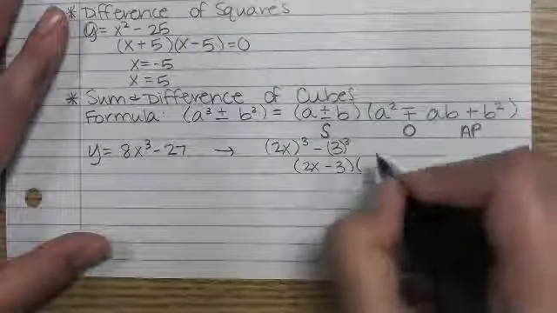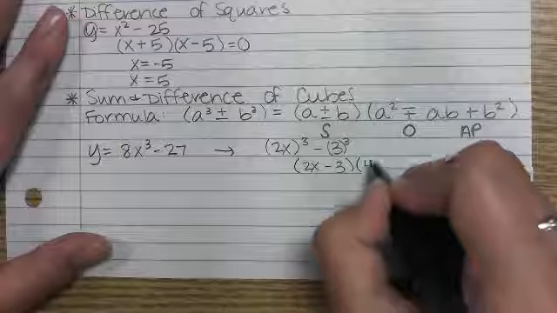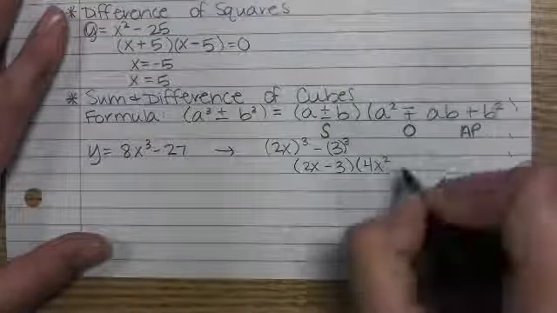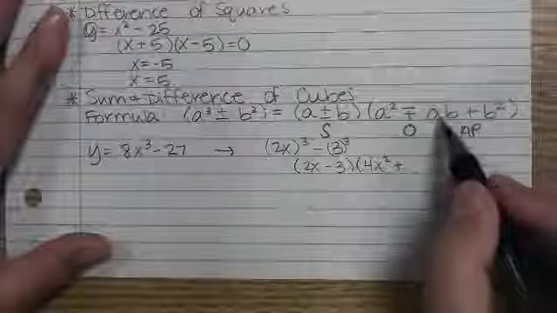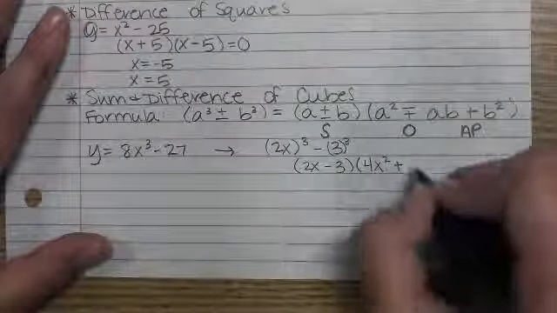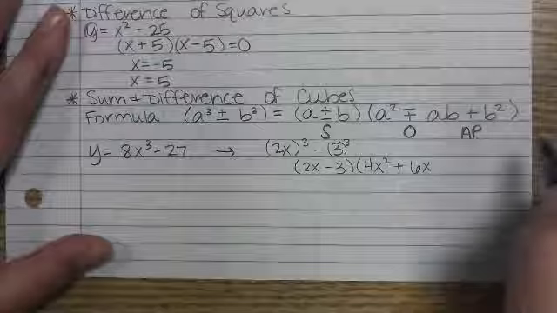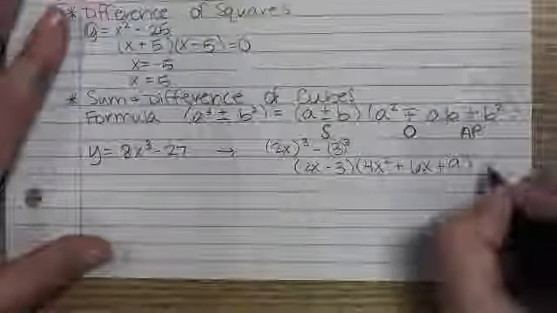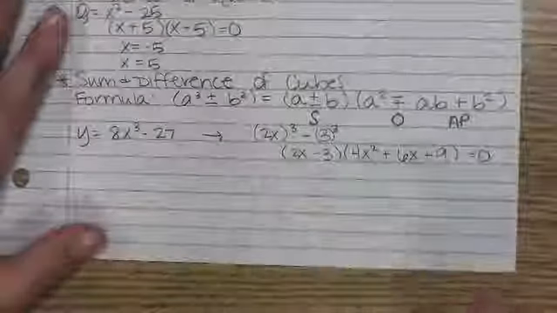And then I do a squared, so 2x times 2x is 4x squared. And then I do opposite, so the opposite sign is a plus. I do a times b, so 2x times 3 is 6x. And then I do plus b squared. Alright.